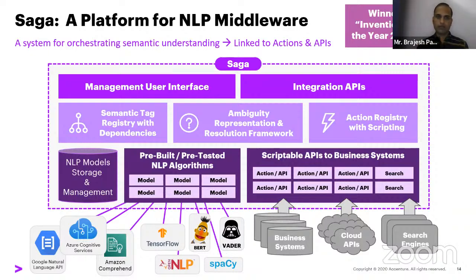Okay. This is NLP model storage and management, where all the models which we have created are stored, right? The pre-built, pre-tested NLP algorithms are stored as part of the model. So there are multiple models which we have, right? Like Google Natural Language API, right? Azure is also there. Amazon is also there.